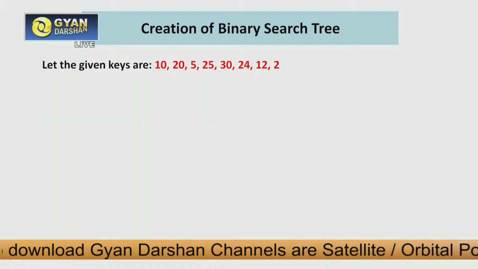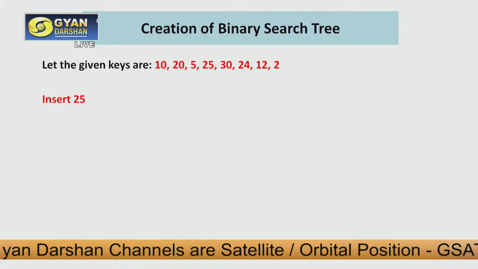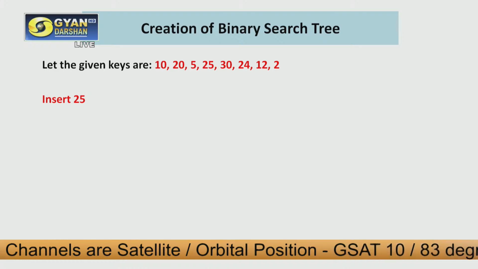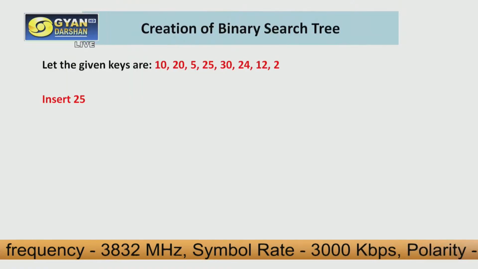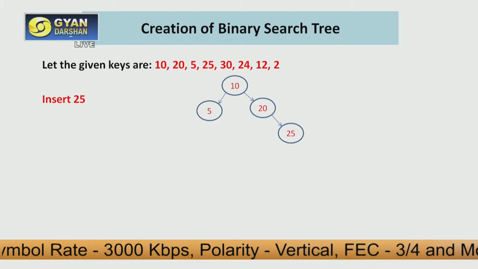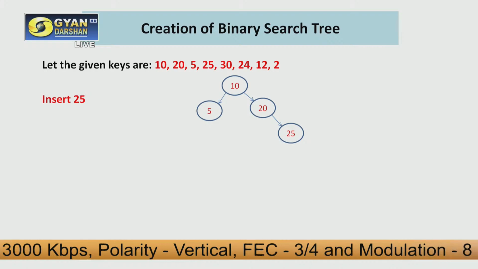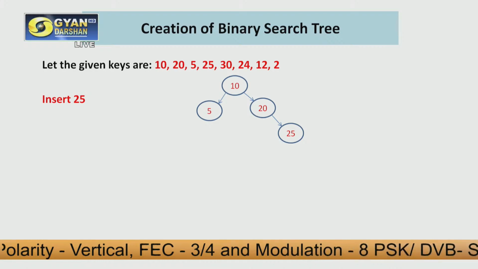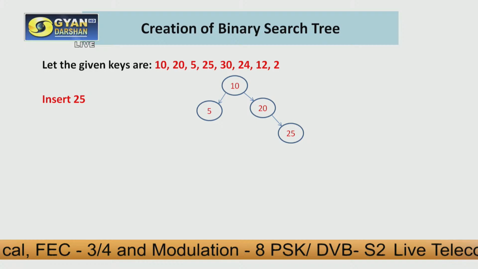Then the next key to be inserted is 25. So again we will compare this 25 with 10. Because it is greater, we will go to the right and compare it with 20, and it is also greater than 20. So 25 will be inserted as the right child of 20, and the BST at this stage will be as shown here.